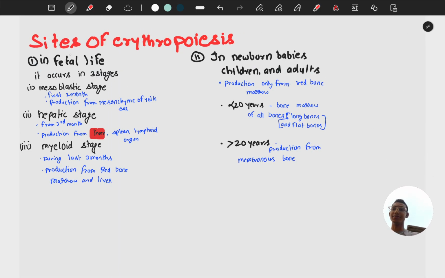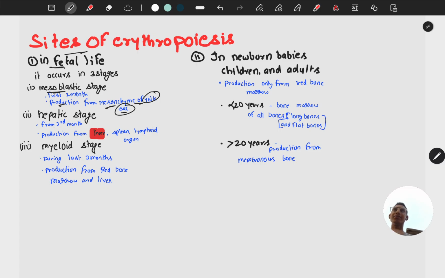Sites of erythropoiesis. Erythropoiesis takes place in different sites in the lifespan of a human being. First one is in fetal life. Fetal life is also divided into three stages. The first 2 months are the mesoblastic stage. Production of erythrocytes is from the mesenchyme of the yolk sac. We can also remember it as only the yolk sac.